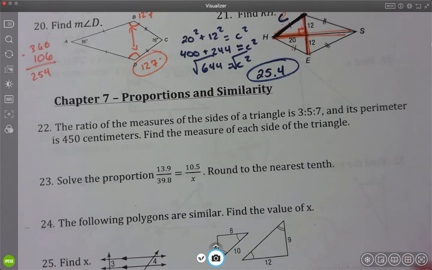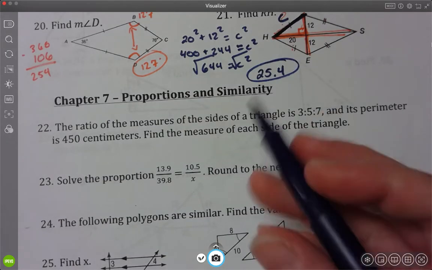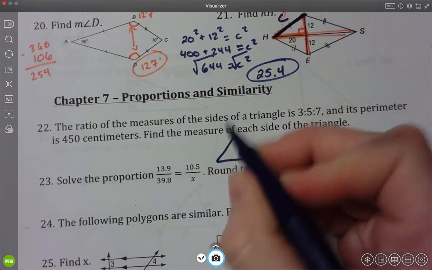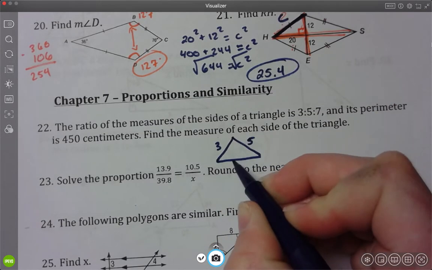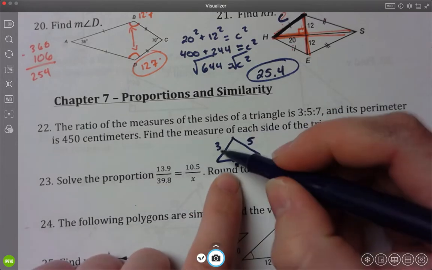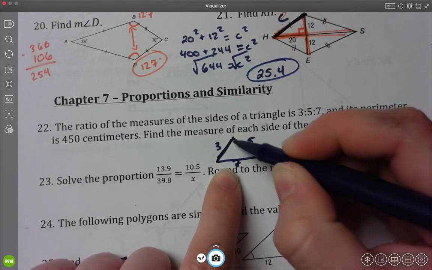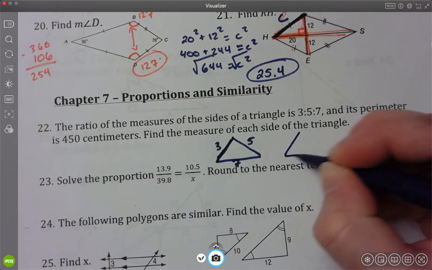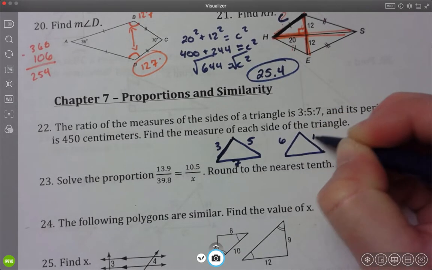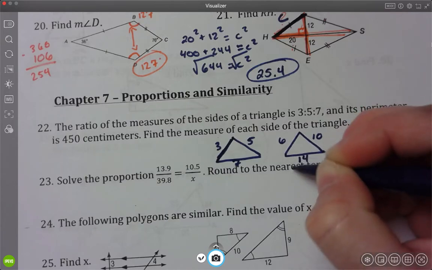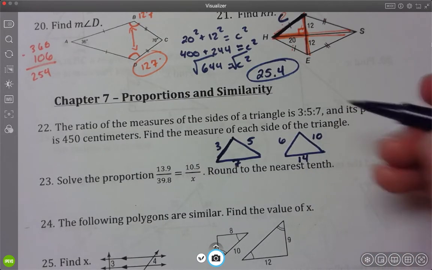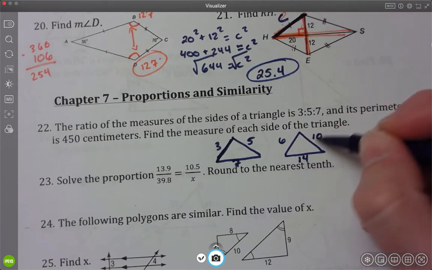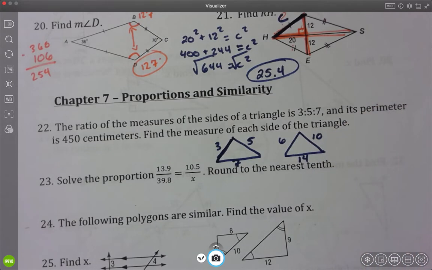Number 20, though, they say the ratio of the sides of a triangle are 3, 5, 7. Okay, so here's my triangle. I don't know what he looks like. We'll say 3, 5, 7. Okay, that does not necessarily mean that this is a length of 3, a length of 5, and a length of 7, because really it could be, let's say, 6, 10, and 14, right? Those are also going to have the ratio of 3, 5, 7 because that's just double what 3, 5, 7 is. So in lowest terms, this would be 3, 5, 7 as well.